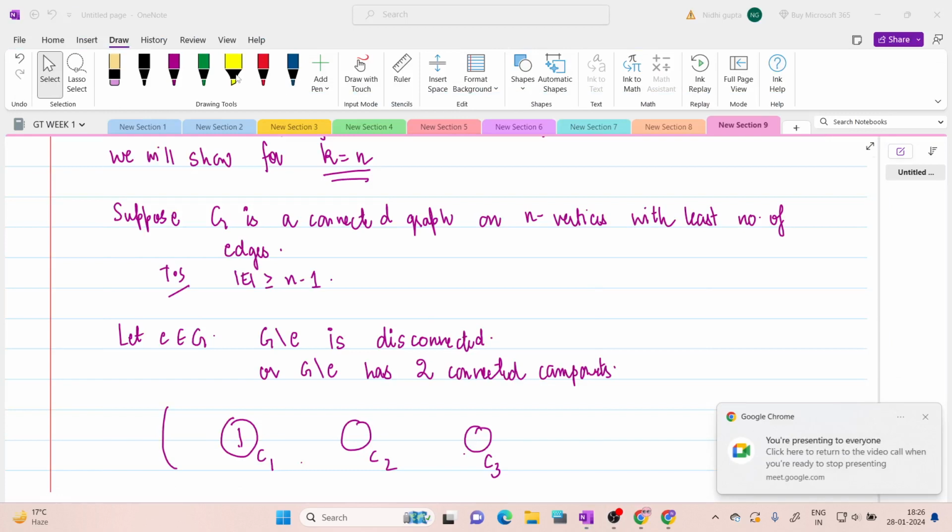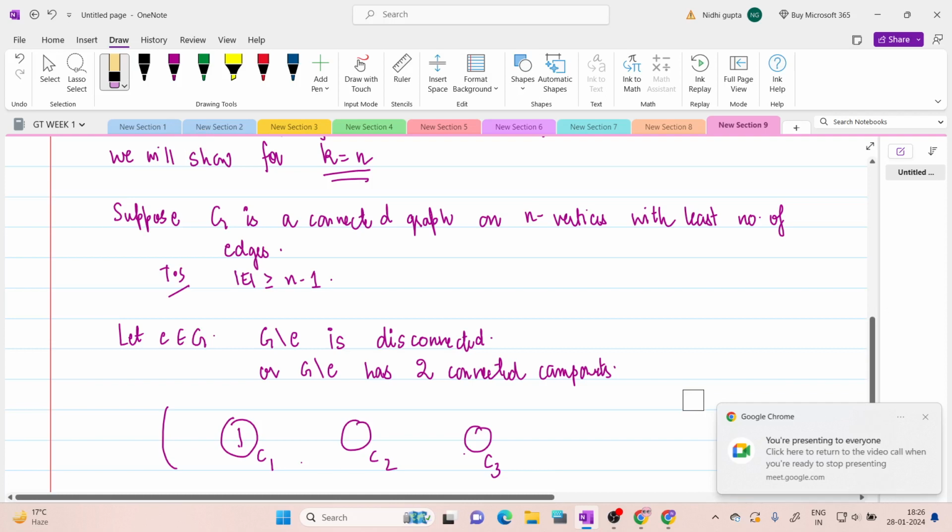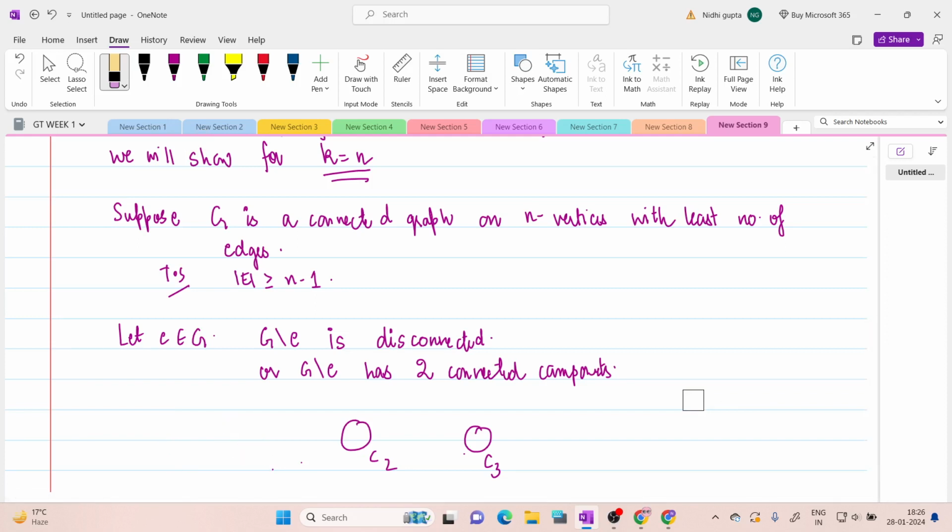So hence this is true, that if G is connected and G minus E is disconnected, then G minus E will have exactly two connected components. So is everyone convinced with this line? Any doubts up till now? Okay.